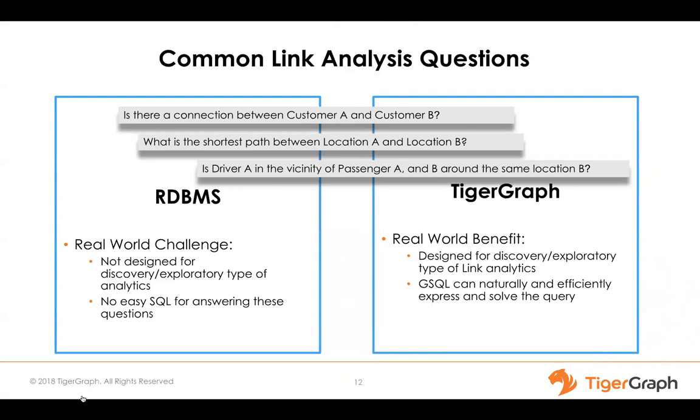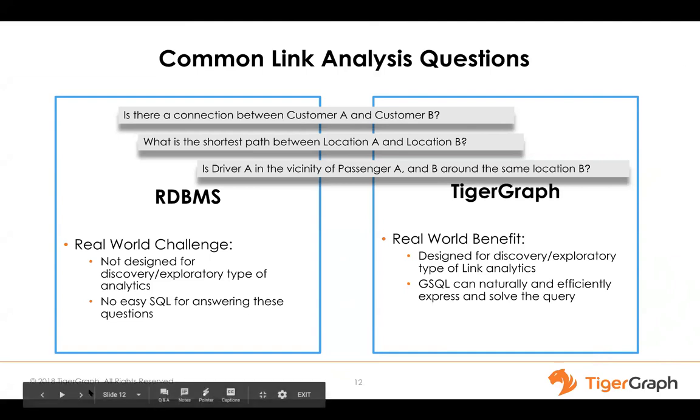With these common link analysis questions, traditional relational databases may be challenged, as the traditional RDBMS is not designed for this type of exploratory analytics. And using SQL statements may be difficult and slow. Whereas with TigerGraph, you can obtain these link analysis insights with our GSQL at your fingertips.